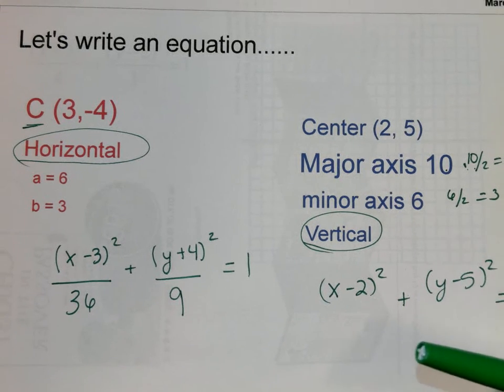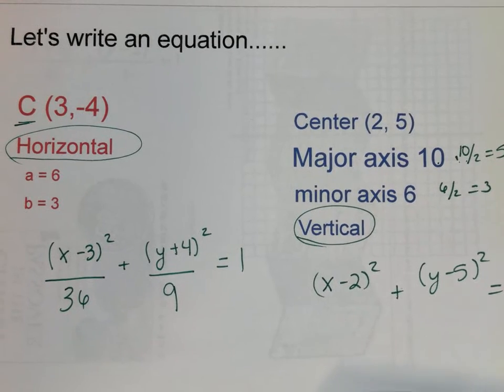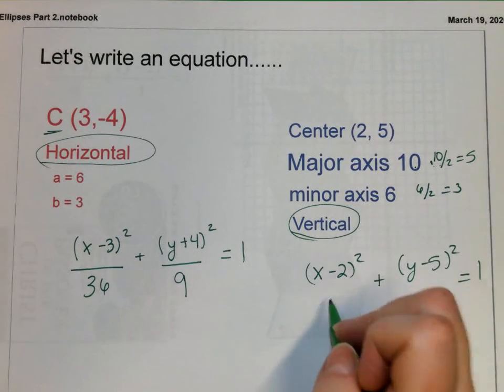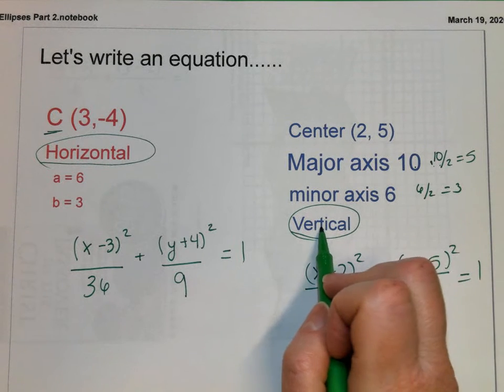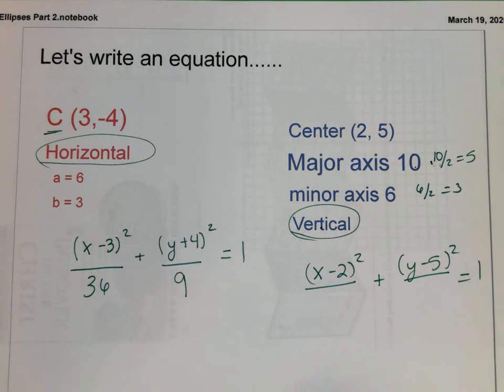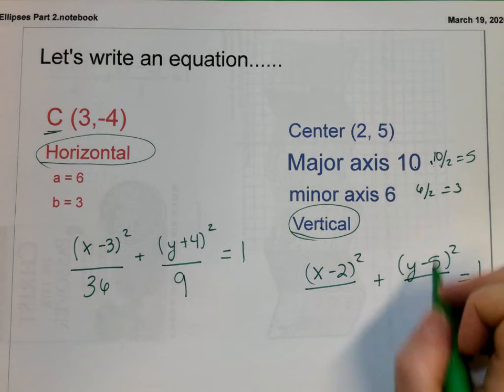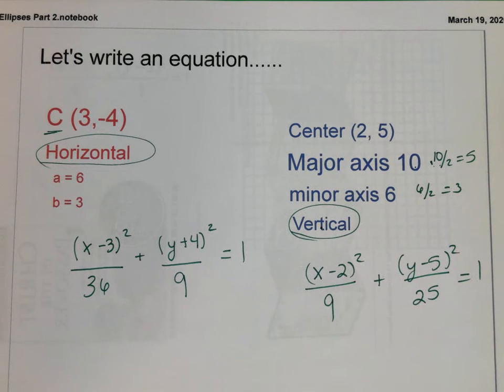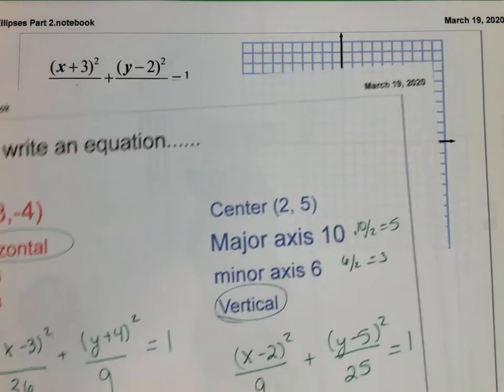That's the easy part. I'm a little off here. Let me zoom out just a smidge. There we go. All right, so it tells me it's vertical, so the bigger of these has to go underneath. So squaring 5, I get 25. Squaring 3, I get 9. And there are my two equations.